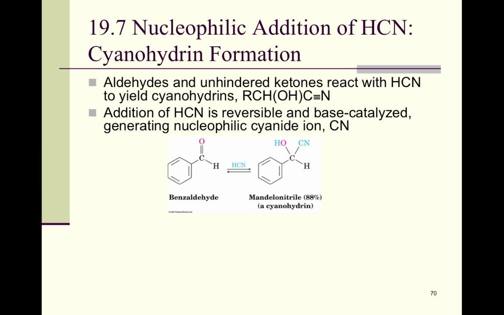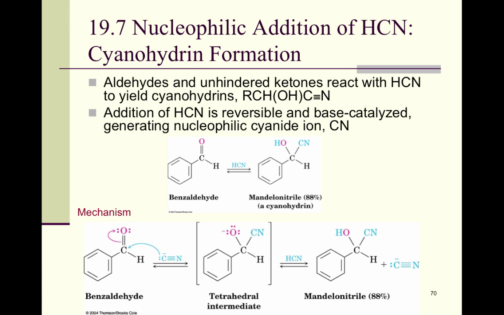Nucleophilic addition of HCN, cyanohydrin formation. Cyanohydrin, that's this compound right here where you have an OH and a C triple bond N. This reaction is reversible and also base catalyzed. And what happens is we form the cyanide ion from HCN. The mechanism is we have the cyanide ion right here, which is negative. This carbon is negatively charged. It's going to be attracted to the carbonyl. Remember, that's slightly positively charged. And we get the intermediate where the pair of electrons go to this oxygen. Oxygen can definitely handle this negative charge here.